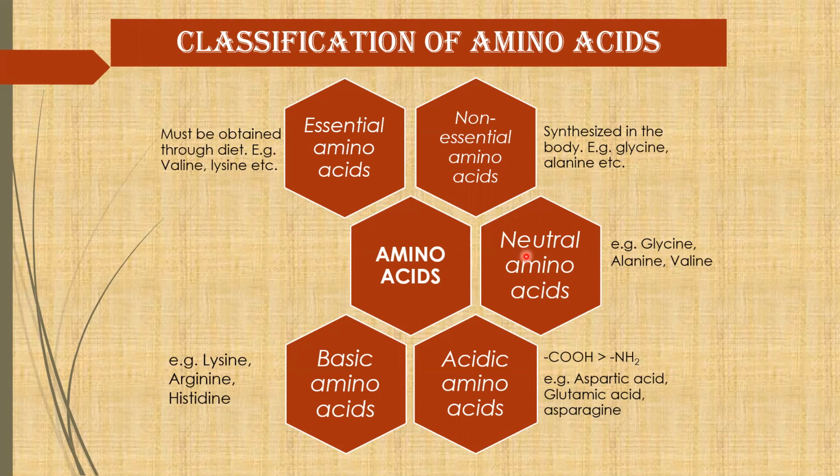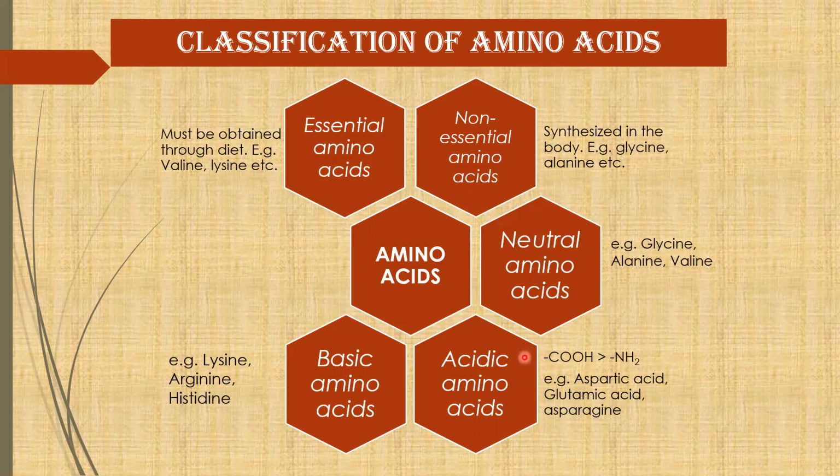Now, when we are talking about the neutral amino acid, the number of carboxylic acid groups and amino groups are equal in the structure. Hence, those amino acids are known as neutral amino acids. For example, glycine, alanine, valine. Valine also comes under the essential amino acids. Even alanine comes under the non-essential amino acids. So we can say that essential as well as non-essential can be neutral, can be acidic, can be basic.